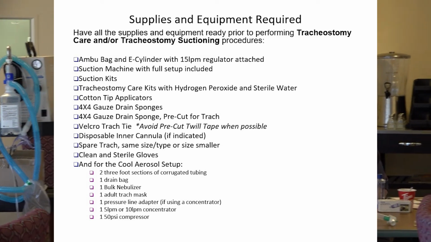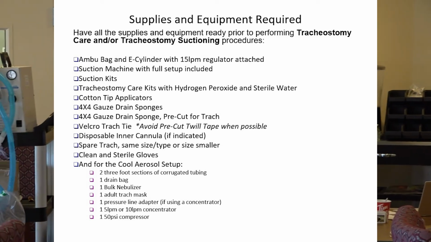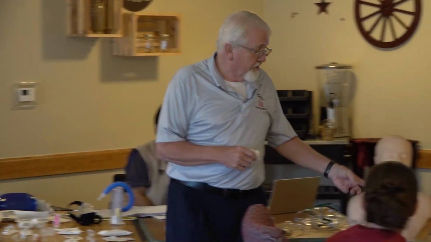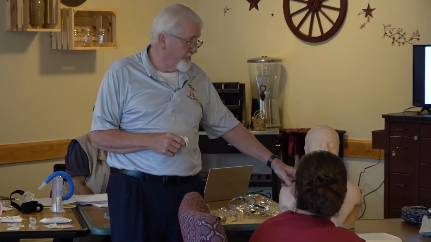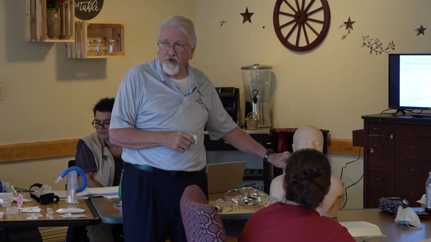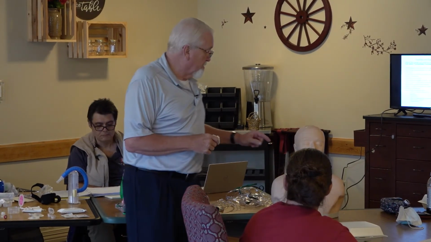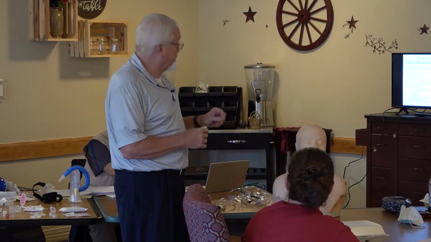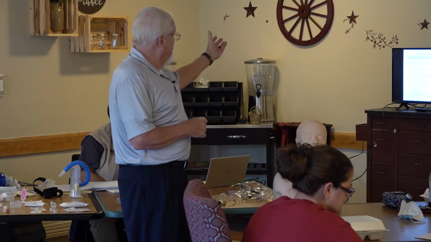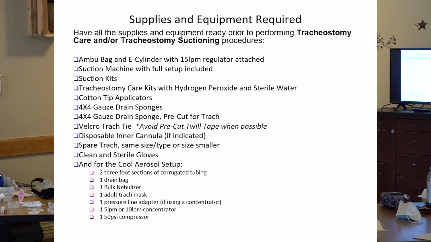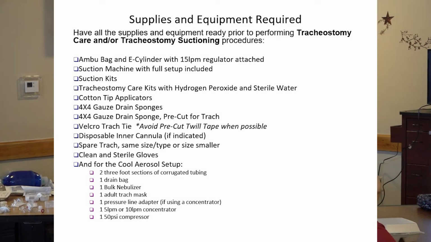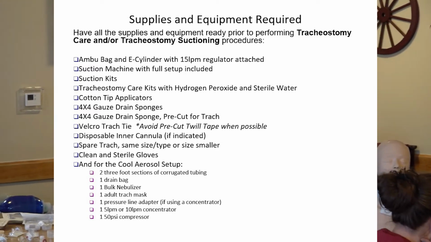Supplies and equipment. So for the trach care, you're probably going to use these kits, although most of the stuff in there you won't need. The new split sponge, Q-tip swabs, collar if you're going to change the collar if it needs to be changed. Gauze pads also. The suction machine, we'll cover that right now. Trach kits.